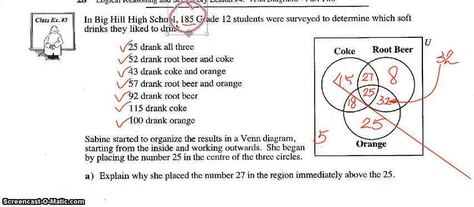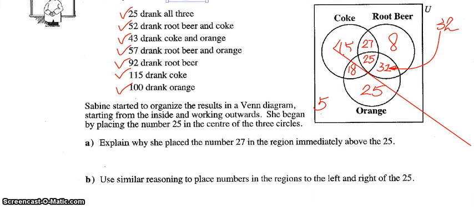All right, so Sabine started to organize the result in the Venn diagram. She began by placing the number 25. Okay, they just give you some hints. Explain why she placed 27 in the region immediately above 25. Okay, well, we did that. So because if it's a 52 minus 25, so this give you 27. Okay. Use similar reasoning to place the number in the region.